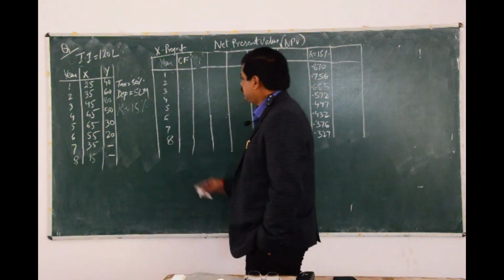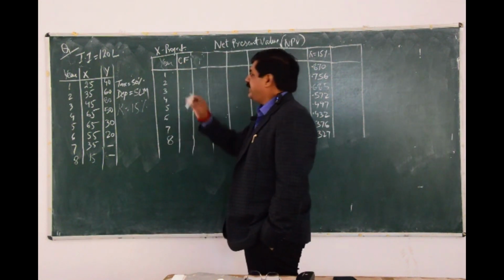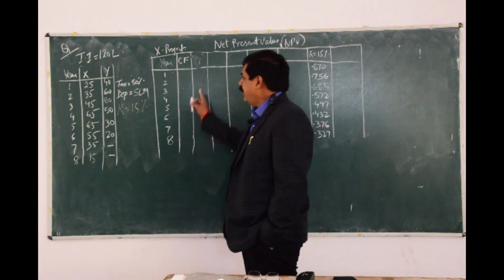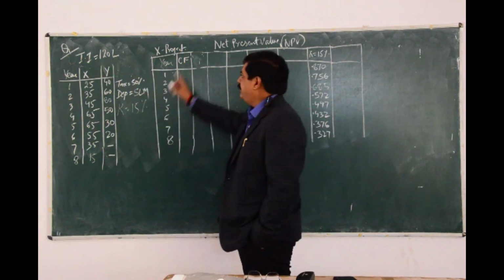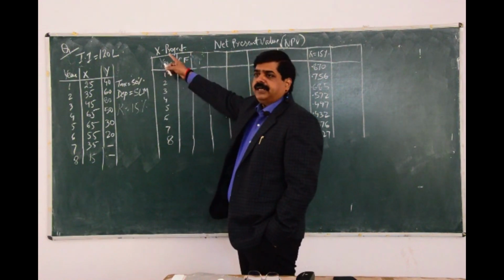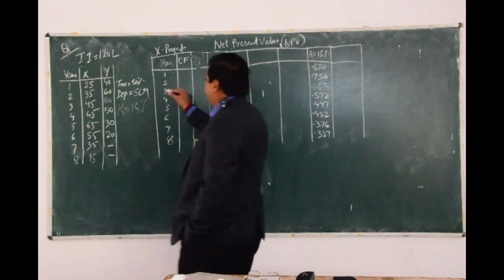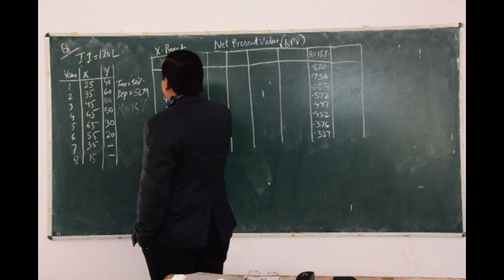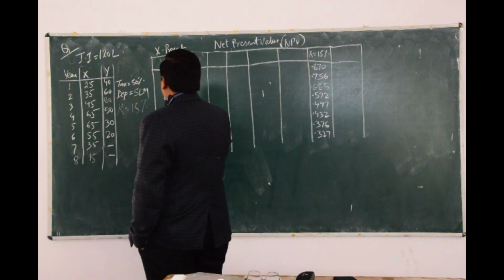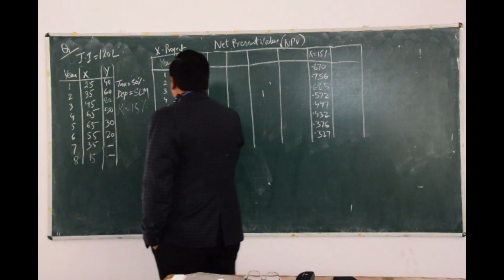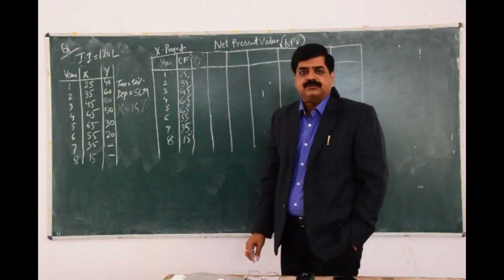Now we see, here we have 8 years. We copy the X figures. I am taking up the first, that is the X project. The cash flows are 25, then 35, then 45, 65, again 65. In the 6th year we have 55, in the 7th year we have 35, and in the 8th year we have 15. These are the cash flows.